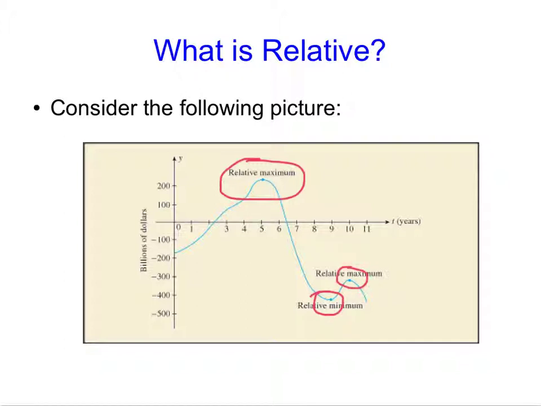It's not really the highest point on that graph. There's lots of points that are higher over here. Right? There's all kinds of points over here that are higher. But in its little neighborhood, it's the top dog. It's kind of like a big fish in a small pond. So that's what we mean by relative extreme values. Y values that are either the highest in their neighborhood or the lowest in their neighborhood.